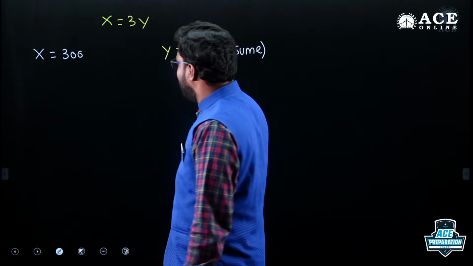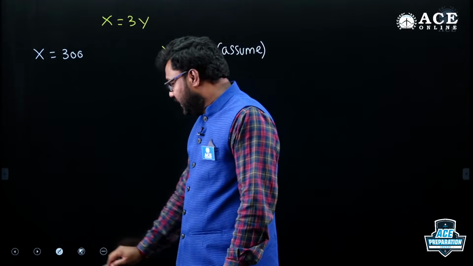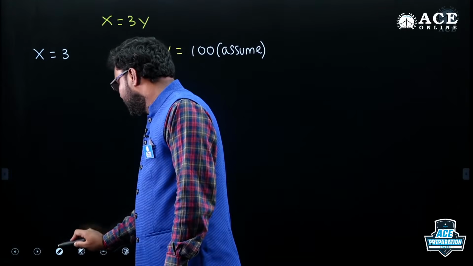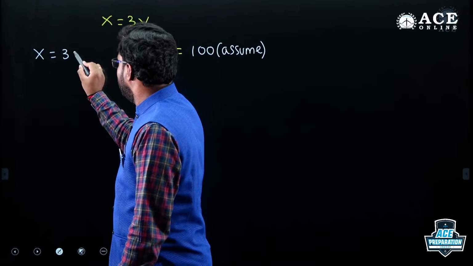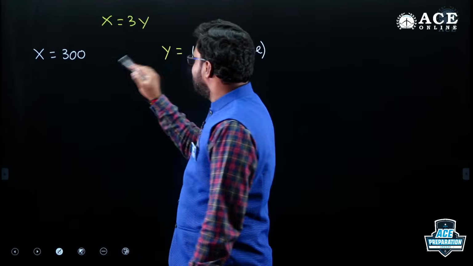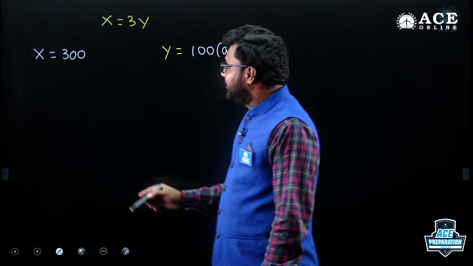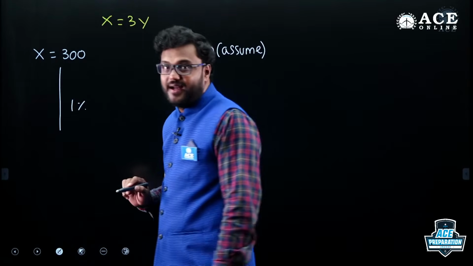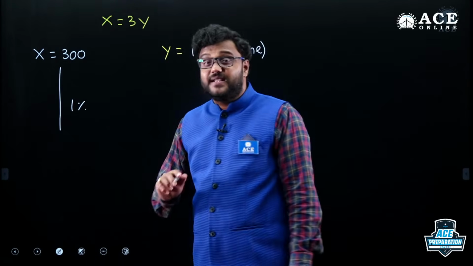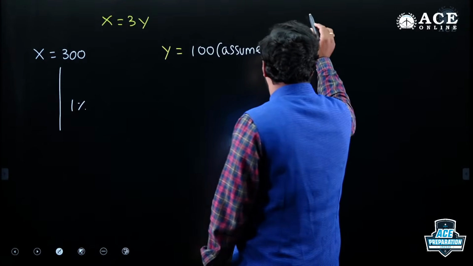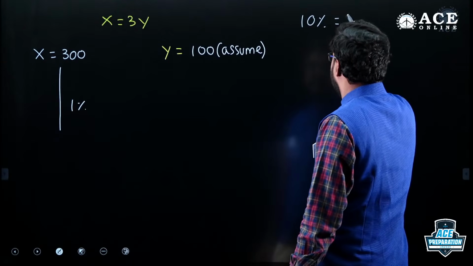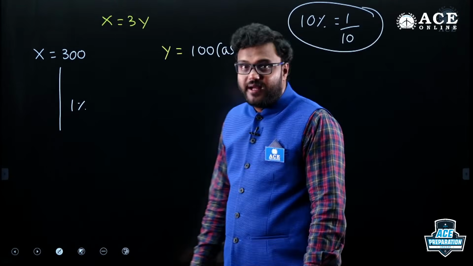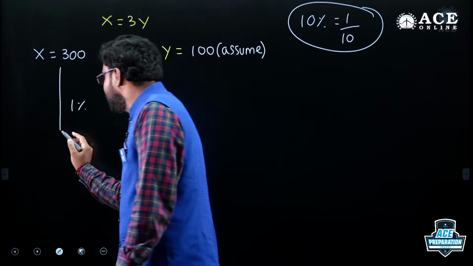As you assumed 100 here, automatically we can get the X value. You are allowed to assume only one value here. So when you assume this, automatically we got this value. X is 300. X is thrice Y. Fine. Now in the question they have given 1% of this. 1% means 1 divided by 100. 10% means divided by 10. You just keep in mind 10% means we have to divide by 10. 10 by 100, the zeros will cancel to become 1 by 10. They are asking 1%. 1% of 300 means 3.